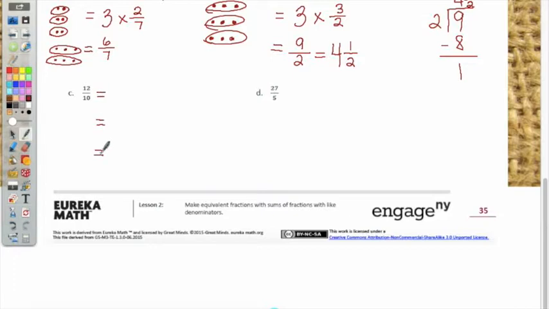Okay, 12. What arrays could I make for 12? 4 and 3? 6 and 2? Which one do you want to try? 4 and 3. I don't want to draw 6 2s. 4 3s? Yeah. Okay, or 3 4s. 4 3s. That'll be good.